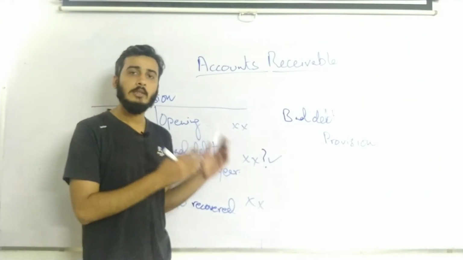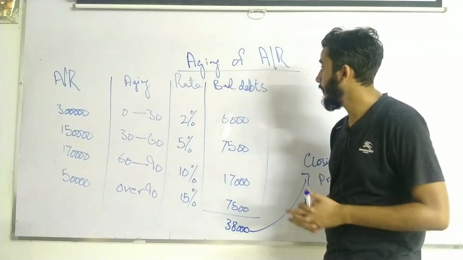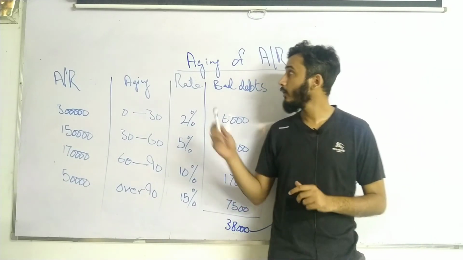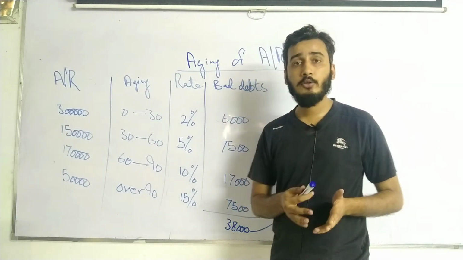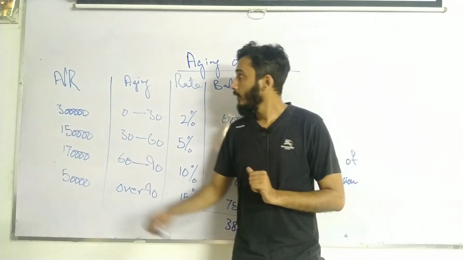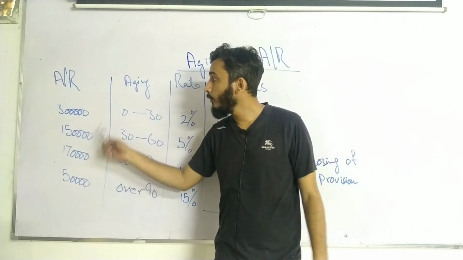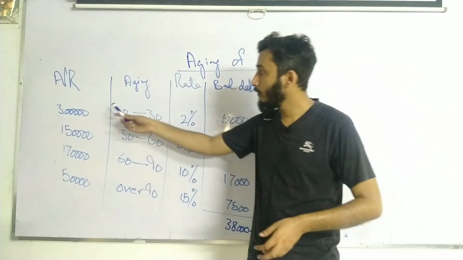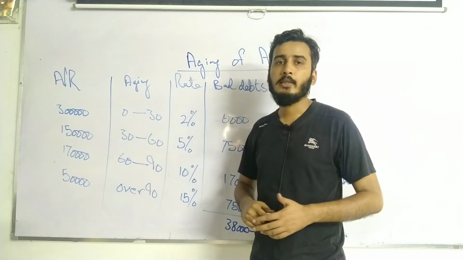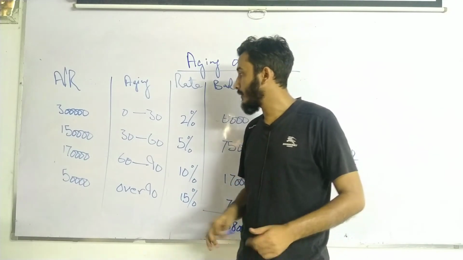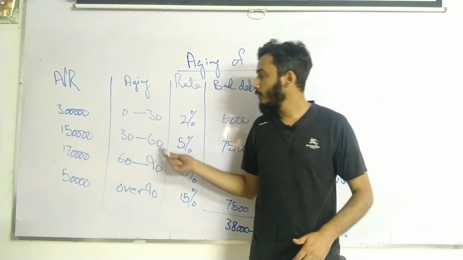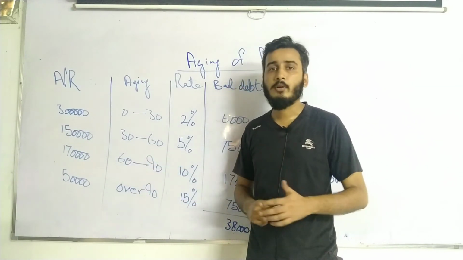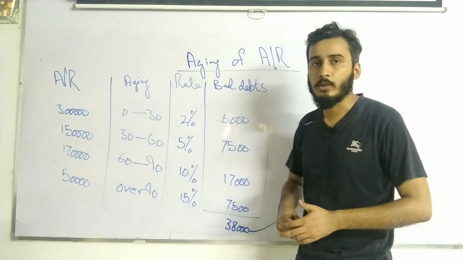Now we are moving forward to the next one. So there is another method to record the bad debts and others, that is called aging of account receivable. Now, how to solve this method? Here, we have account receivable amounts which are taken by the customers on different dates. Then we have aging: this 3 lakh pertains to 0 to 30 days old debts. Now 150,000 is between 30 to 60 days, then 170,000 pertains to 60 to 90 days, and 50,000 is over 90 days.